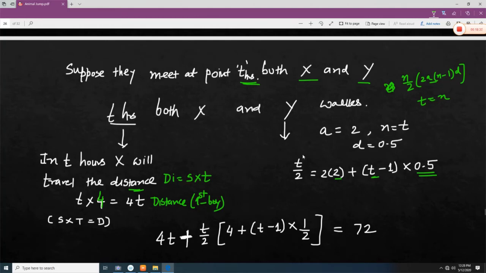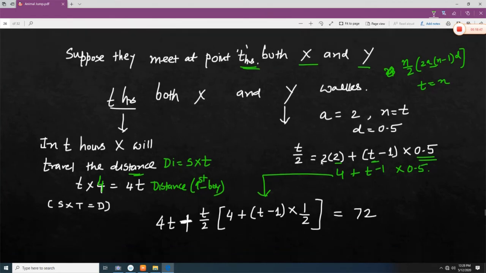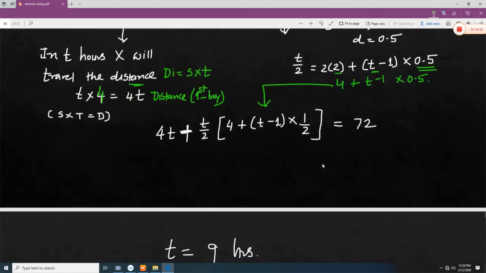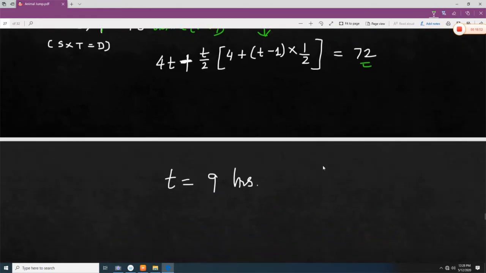So you put this equation 4 plus t minus 1 into 0.5, that we are going to put it here. So that is equal to 72. So when you simplify the equation, t is equal to 9 hours.